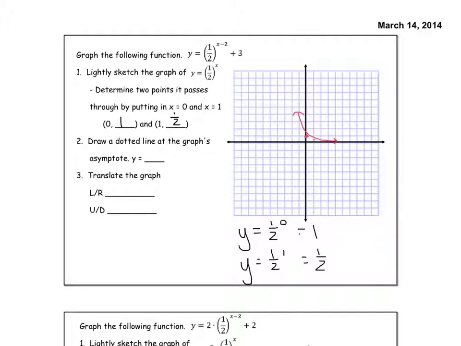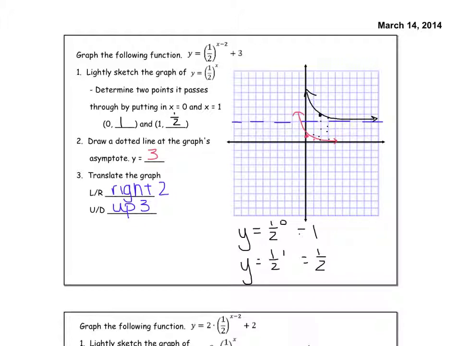Then the asymptote is at y equals positive 3. So the asymptote that it's going to approach is up here. We're shifting the whole parent graph up 3, and then we're going to shift to the right 2. So we take those 2 initial points that we found and shift them to the right 2 and up 3. I go to the right 2, up 3, to the right 2, up 3. And I have my exponential decay function there.